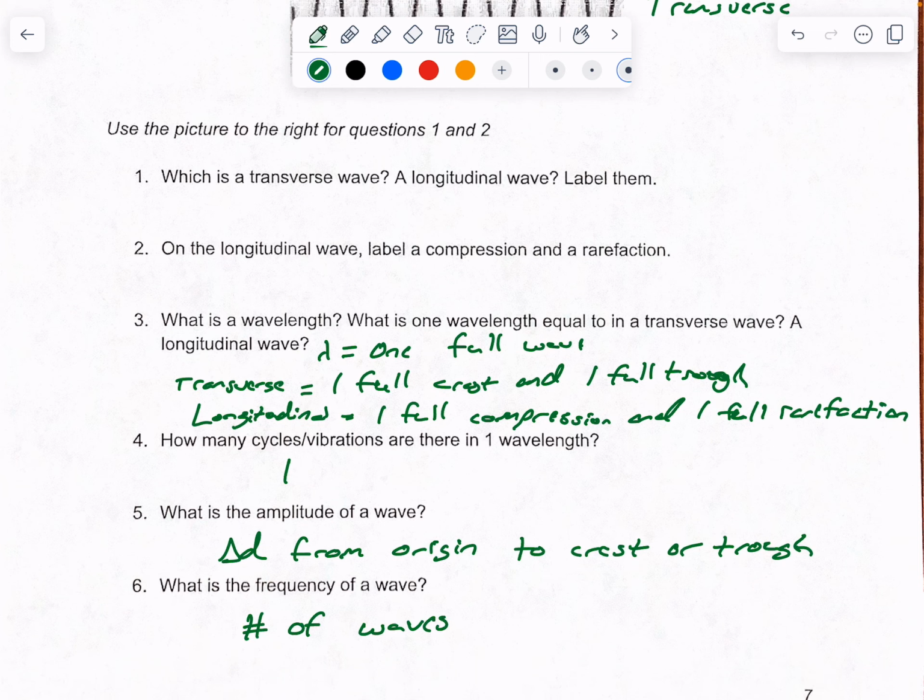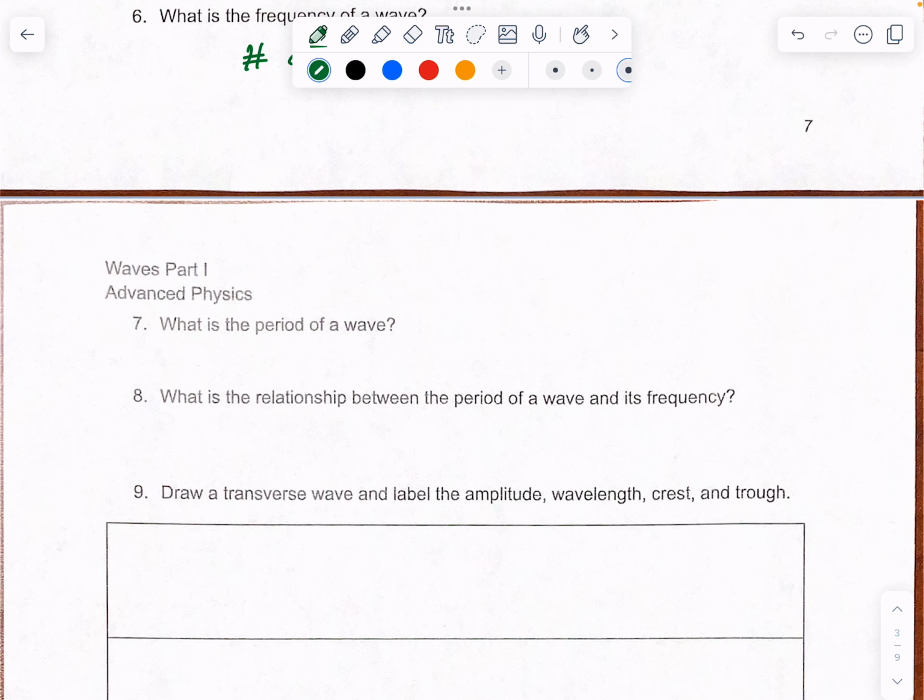Okay, moving on, next page was the period of a wave. That is the time for one full wave. What is the relationship between the period and the frequency? So those are going to be reciprocals of each other. Okay, so their equations are basically opposite, so they're just reciprocal, so nothing too crazy there.